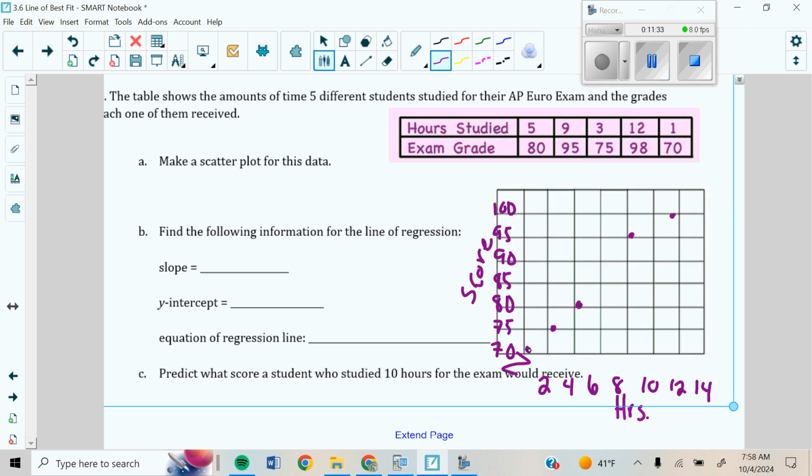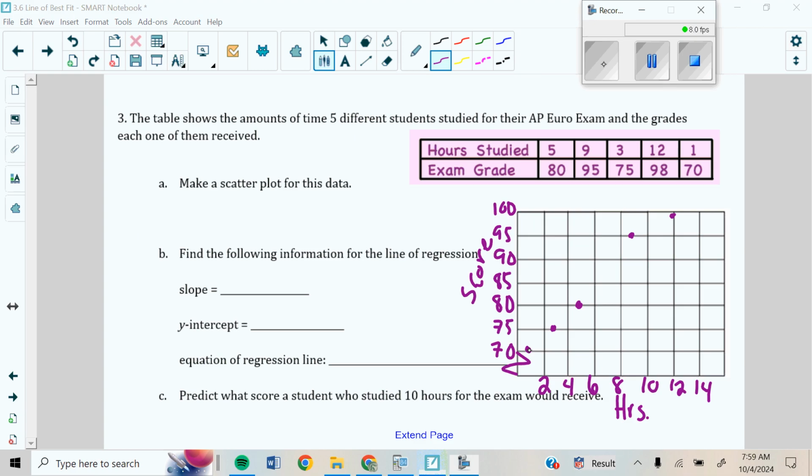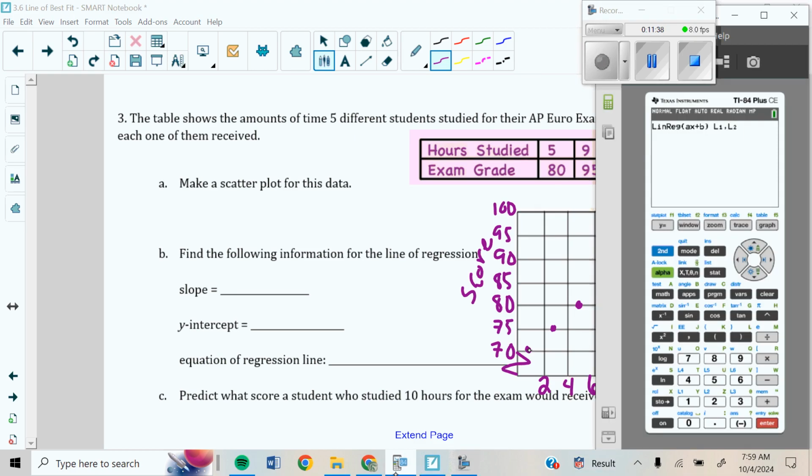So I'm going to just a sec. All right, so we're going to pull up our calculator and we're going to go into that stat button and we want to put the data in. So like I said, hopefully you wrote it down. So enter. And in my list one is my axis. So I'm going to put hours studied. So that was a 5, 9, 3, 12, and 1.